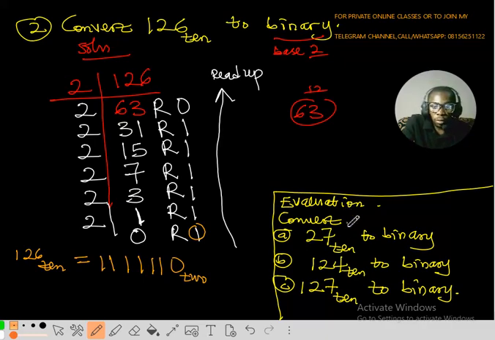Now look at the evaluations here. Test yourself with a few questions. Convert 27 base 10 to binary. That means I'm expecting you to convert it to base 2. So, base 2, you are expected to divide 27 by 2, just as in this example. 124 base 10 to binary, also divided by 2. 127 base 10 to binary, also by 2. Let's proceed to the next part.